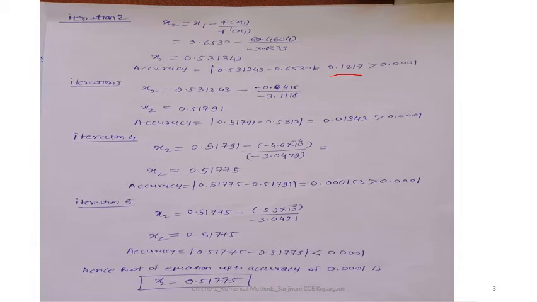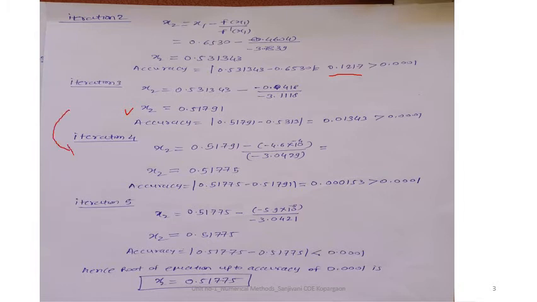So let us go for the third iteration. In the third iteration, you can see that the previous approximation, that is 0.531343, minus f of 0.531343 upon f dash of 0.531343. So this will give you the next value, that is 0.5179. The accuracy check will be 0.5179 minus the previous approximation, that is 0.5313. Okay, the difference is 0.01343, which is greater than 0.0001. So go for the next iteration.